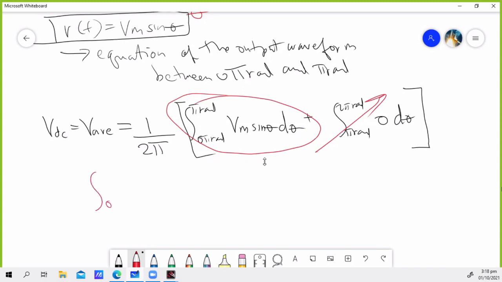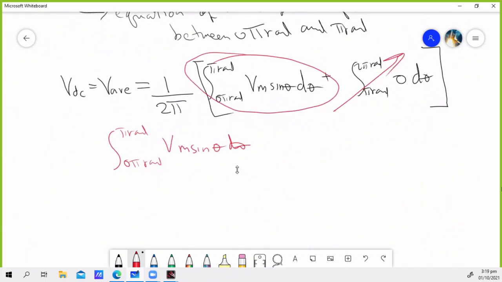So integral from 0 radians to pi radians, and then mamaya multiply na lang natin sa 1 over 2 pi, Vm sine theta d theta. So ano ginagawa natin kapag merong constant sa integral? Matik, nilalabas natin ang integrand, di ba? So, constant si V sub m. So, ilalabas natin siya ngayon. Equals V sub m from 0 radians to pi radians. Matitira na lang sa loob si sine theta d theta. Ano ang integral ng sine theta d theta?